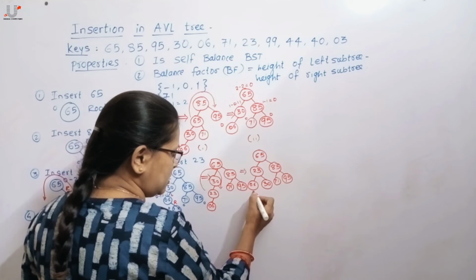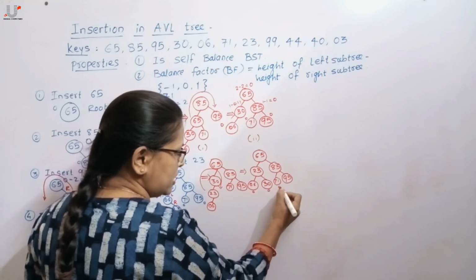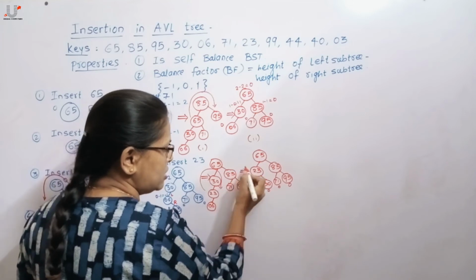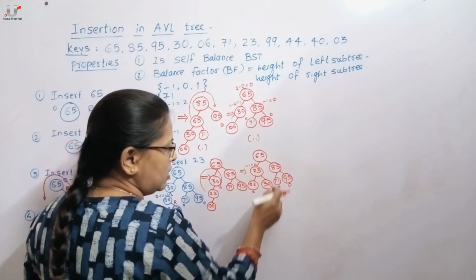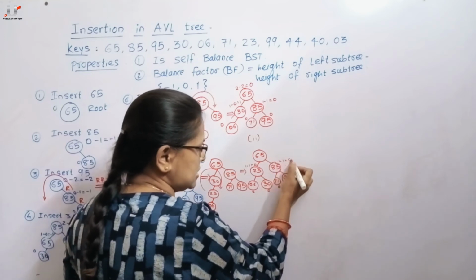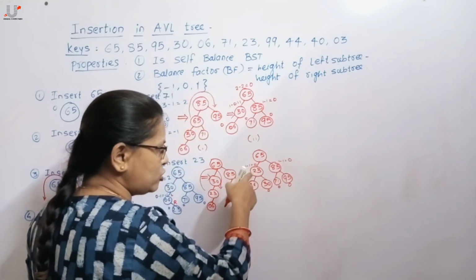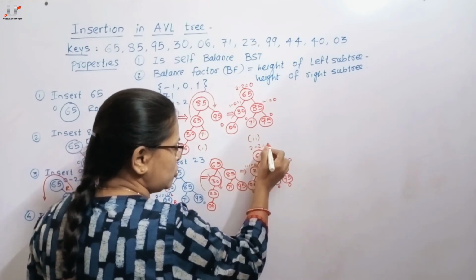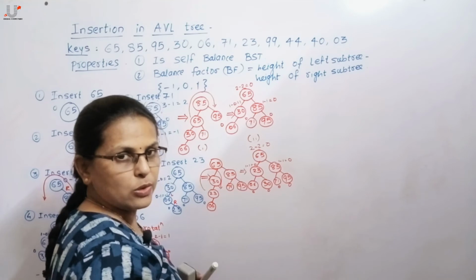So the balance factor for all the leaf nodes is 0. Balance factor for 23: height of left minus right, so 1 minus 1, it's 0. For 85, height of left subtree minus right subtree, 1 minus 1, it's 0. For 65, height of left subtree is 2 minus height of right subtree, which is 2. So 2 minus 2, the balance factor here is 0.